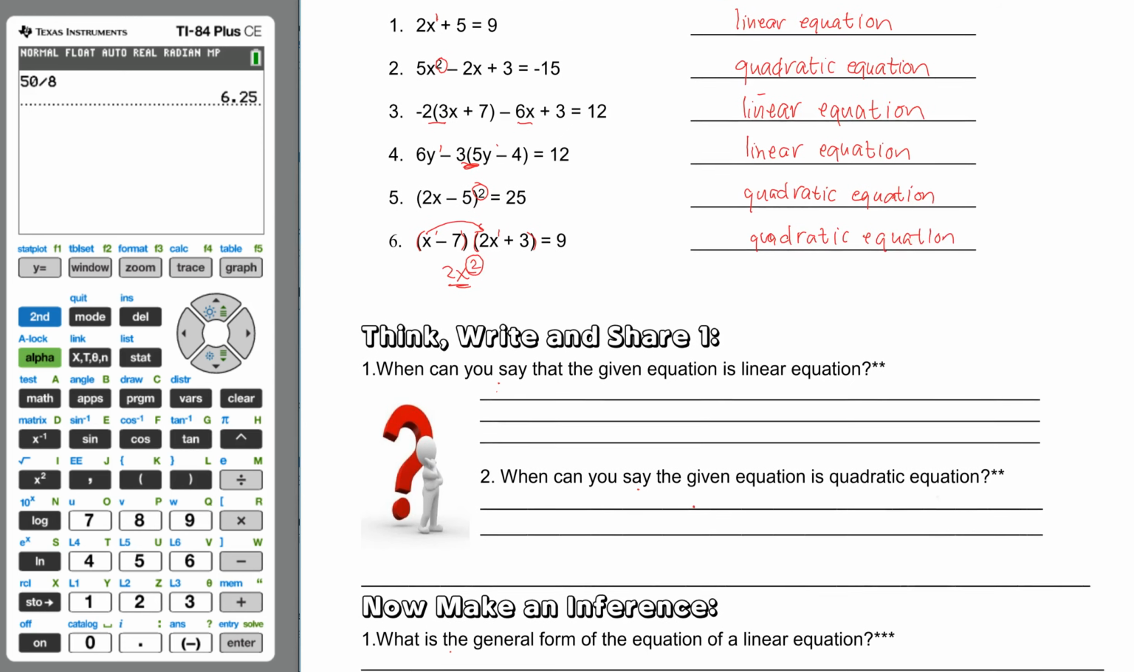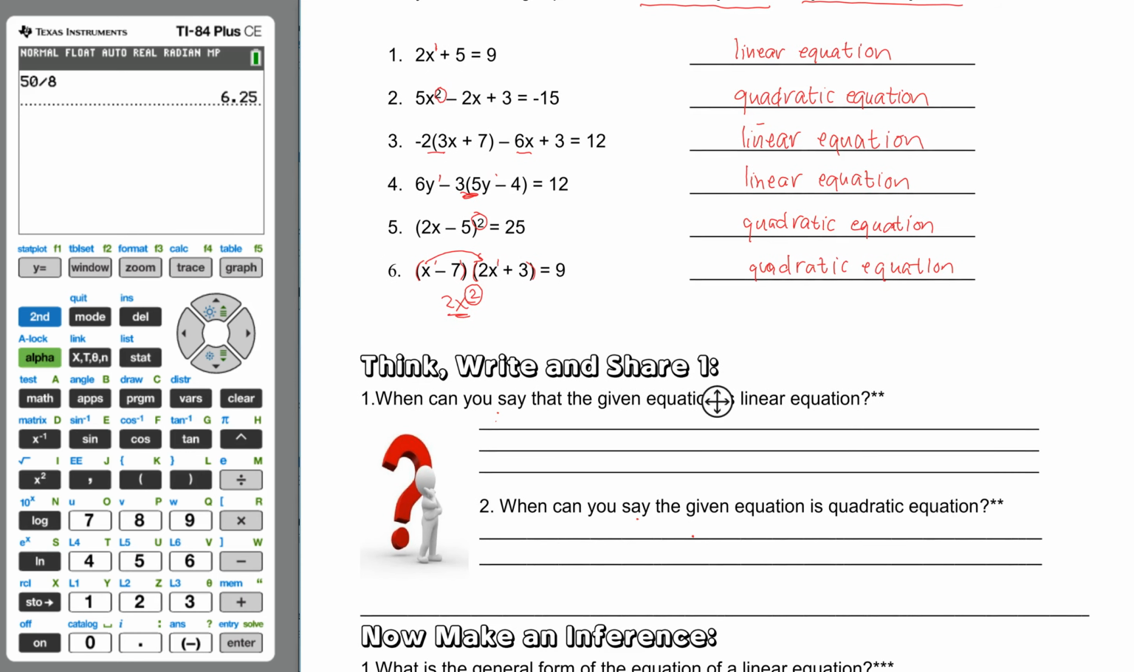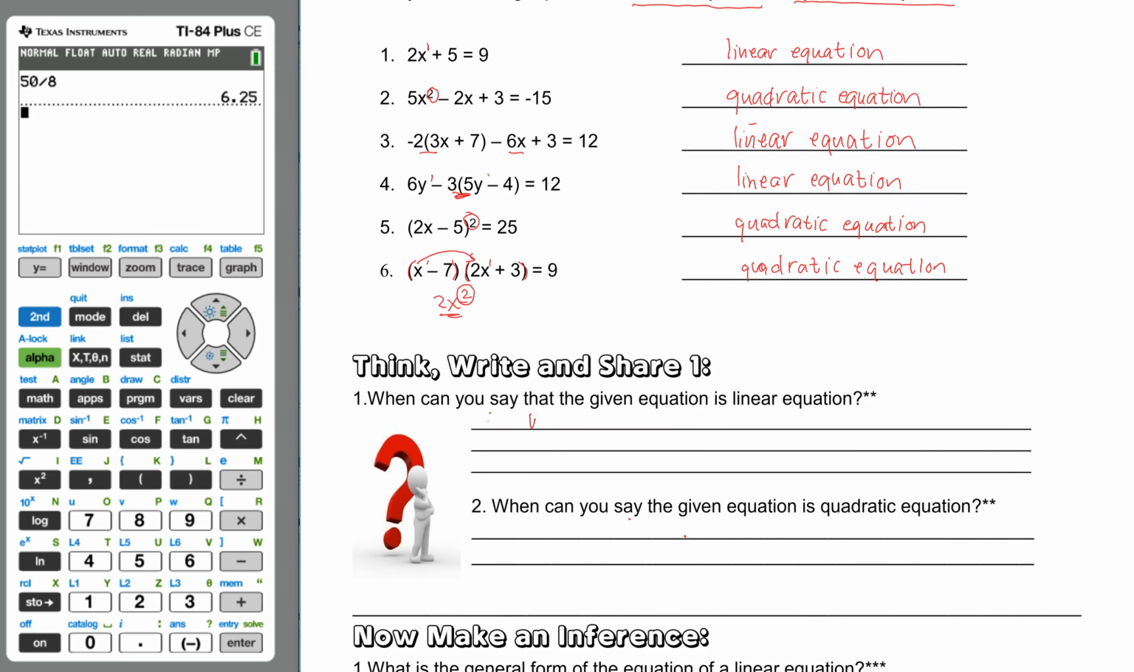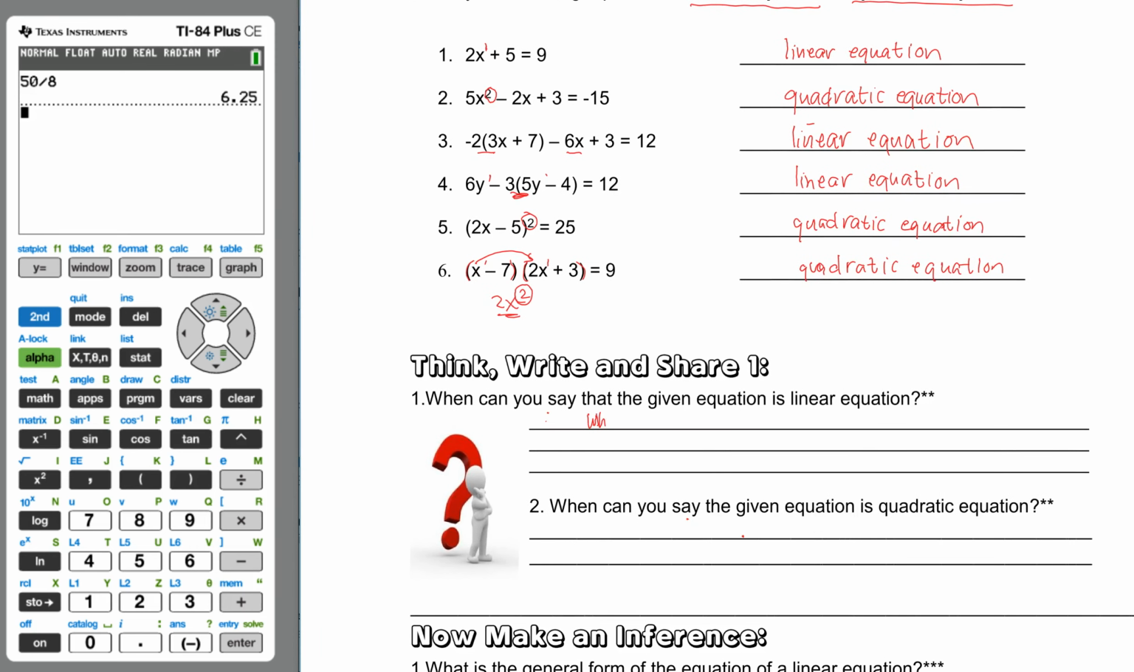Now, let's answer the think, write, and share. So when can you say that the given equation is linear? Based on the examples here, I would say that the exponents are equal to 1. So I would say when the exponent of the variable is equal to 1.